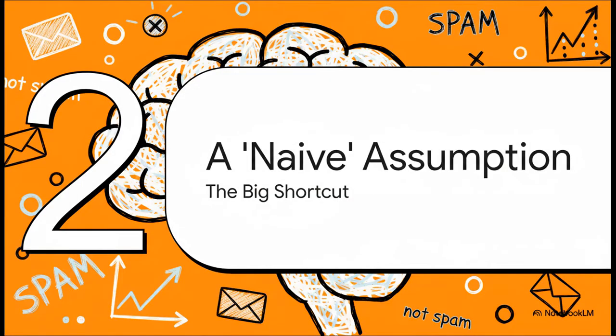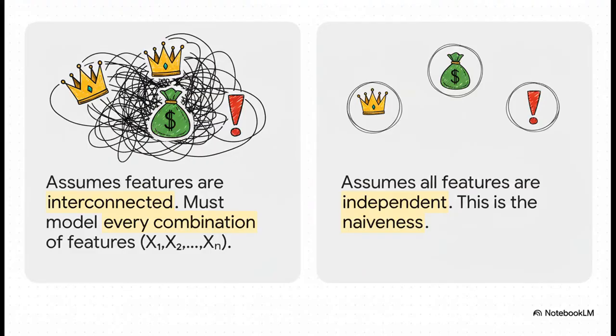So if the perfect way is impossible, what do we do? Well, this is where it gets really clever. We make an assumption, a naive assumption. And this one simple idea changes the entire game. So the perfect but impossible way assumes every word influences every other word. But the naive way? It makes this incredibly bold and, yeah, technically incorrect assumption. It just pretends that every single word is completely independent.